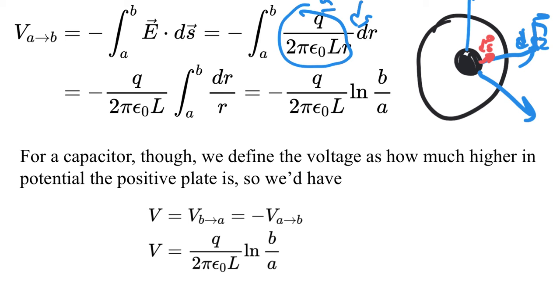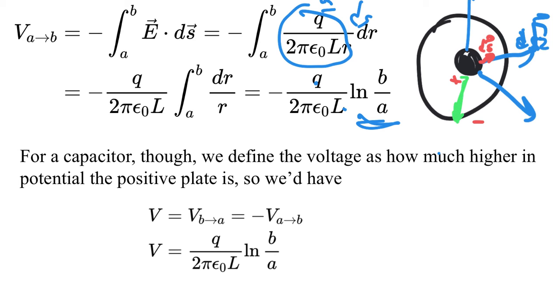We pull out everything we can, so Q over 2 pi epsilon naught L comes outside. I have minus the integral from a to b of dr over r, where I can treat r as a positive, so that's the natural log. Natural log b minus natural log a is natural log of b over a. So we get the nice thing: the voltage looks like it should, a charge over a distance. For a capacitor, though, remember, we had just picked that this was the positive plate and this is the negative plate, and I just integrated from the positive to the negative.